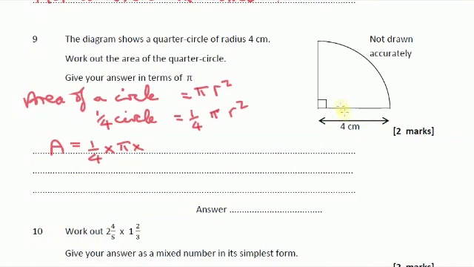So the radius is 4. We can see from the diagram that the radius is 4, from the center to the circumference. So it's 4 squared. 4 squared is 16. So we've got a quarter times pi times 16, which gives us 4. So the answer we've got is 4 pi. We can write it straight in the answer there.